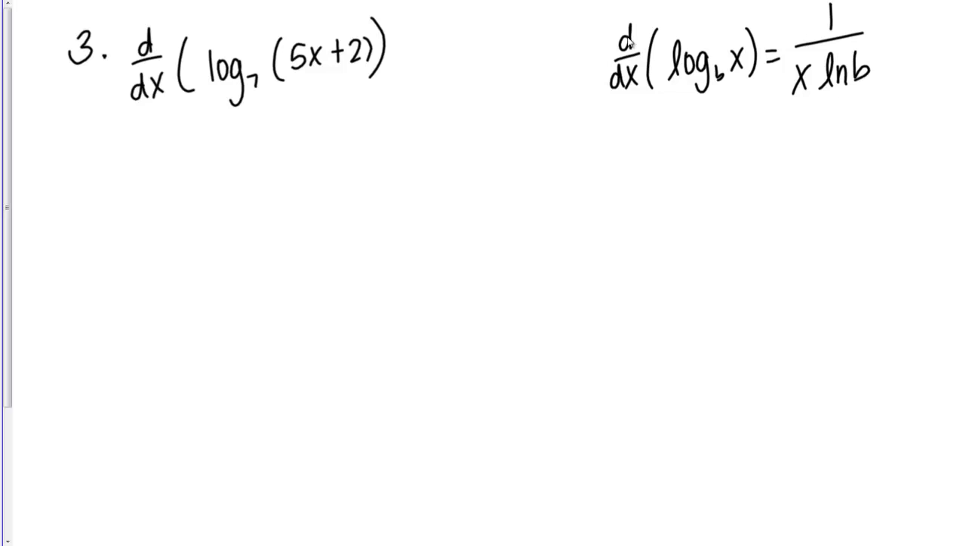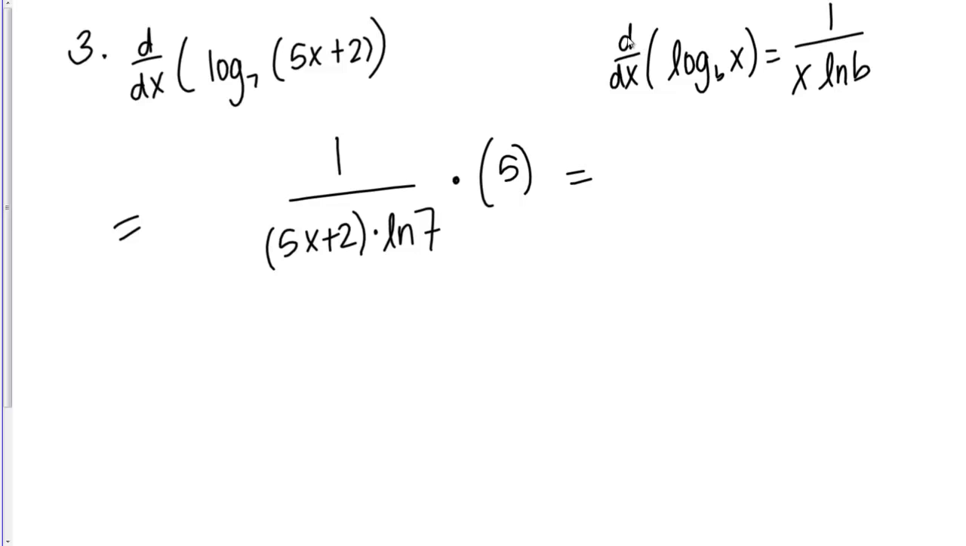Now, as it was in the previous examples, it also is here: I don't just have an x inside the log, I have a function of x. So I'm just going to have to use the chain rule and tack on the derivative of that inner function. Okay, if I use the form here, 1 over x ln b, it's going to be 1 over 5x plus 2, 1 over my inner function. So 1 over 5x plus 2 times natural log of my base, which in this case is 7, times, now that whole thing I need to multiply by the derivative of the inner function. So my inner function in this case is 5x plus 2, so its derivative is 5.